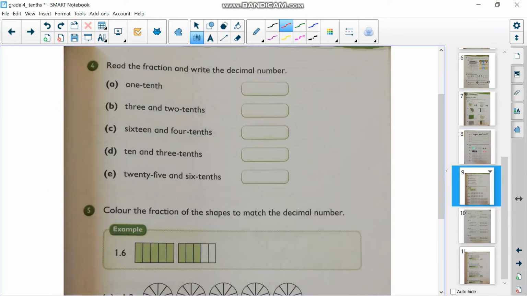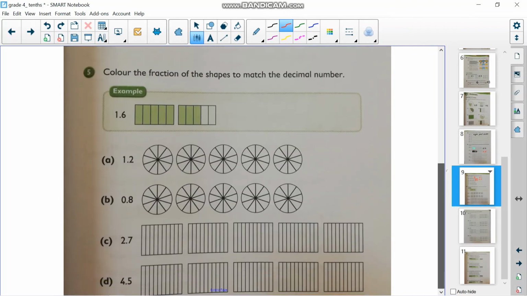Number 4, read the fraction and write the decimal number. So it's better if we write first the fraction in numeric form and then we write it in decimal. So letter A, we have 1/10. So how do we write it? 1/10. So that is 0.1. Okay. Letter B, we have 3 and 2/10. So how do we write it? We write it as 3.2. Remember, there is a whole number. Okay, so kindly follow the example and answer letter C to letter E.